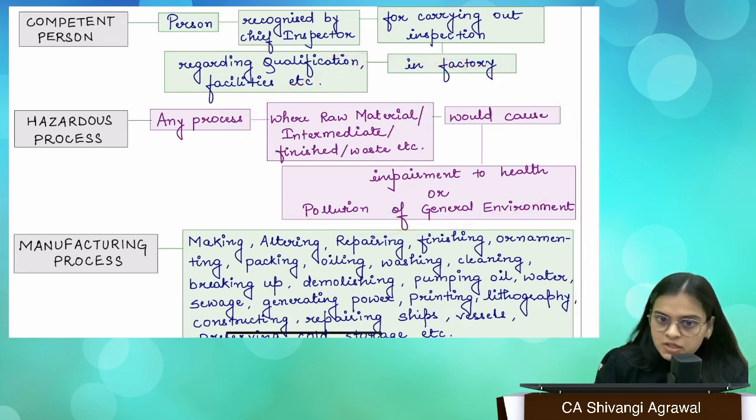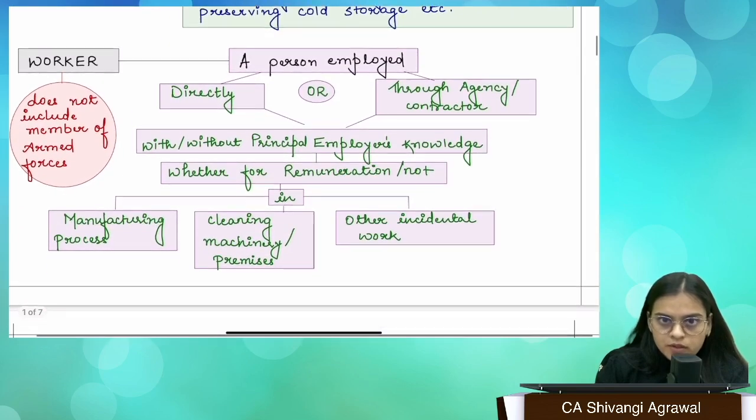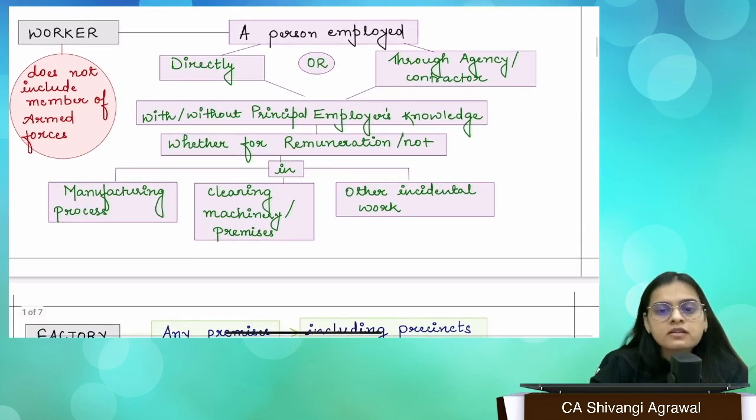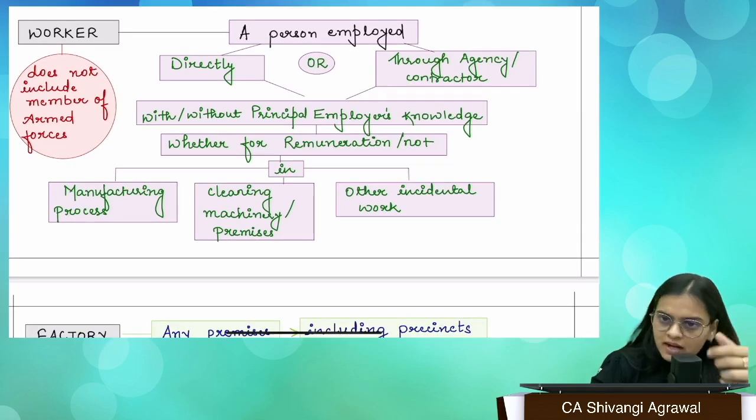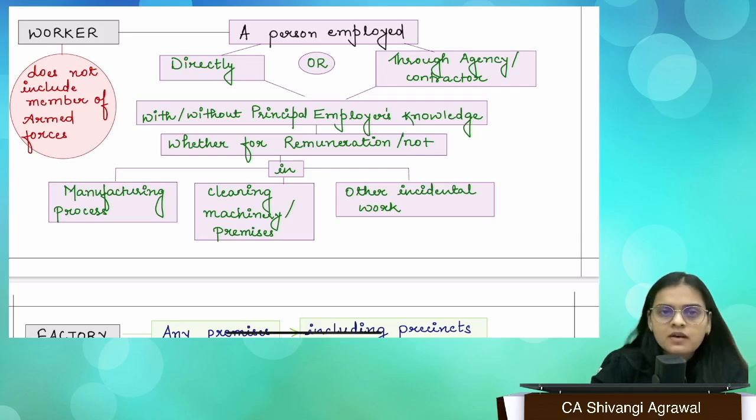Okay, manufacturing process is something that I have already told you. Then we have worker. Who is called a worker? A person who is employed. He may be employed directly, or usually we have contractors: we want 10 workers, so that particular contractor will give us 10 workers, right? So a worker is somebody who may be employed directly, or through some agency or contractor. Now, he may be employed with or without the principal employer's knowledge, it doesn't matter, right? Whether for remuneration or not, it doesn't matter.